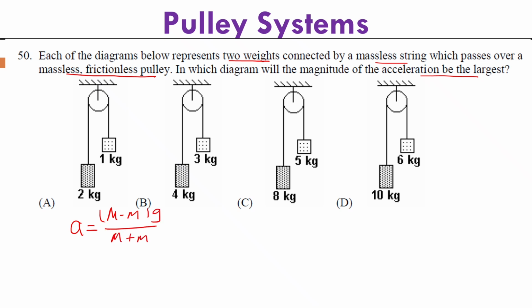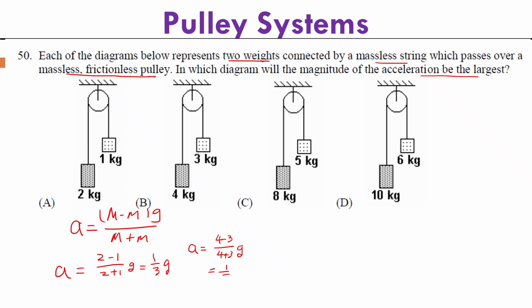So for A, the acceleration would be (2 minus 1) divided by (2 plus 1) times g. So the answer would be 1/3 g. And for the second choice, we're going to do the same thing. The acceleration equals (4 minus 3) divided by (4 plus 3) times g.